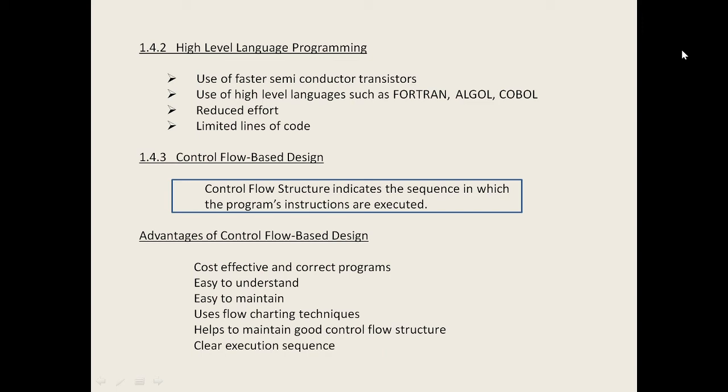Each and every program has its own flow of control. So the control flow structure indicates the sequence or the series in which each and every statement of the program is executed. This control flow structure makes use of flowcharting. So the advantages of control flow based design are that it gives cost effective and correct programs.